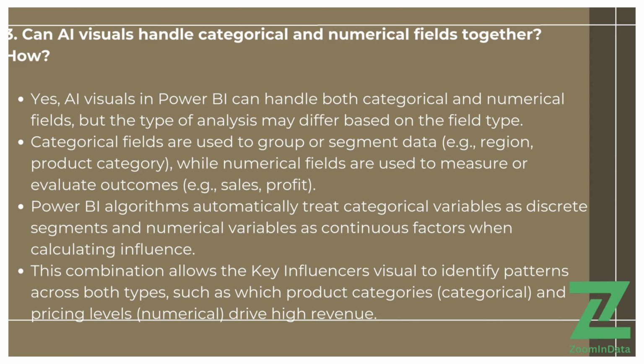Power BI algorithms automatically treat categorical variables as discrete segments and numerical variables as continuous factors when calculating influence. This combination allows the key influences visual to identify patterns across both types, such as which product categories, categorical, and pricing levels, numerical, drive high revenue.